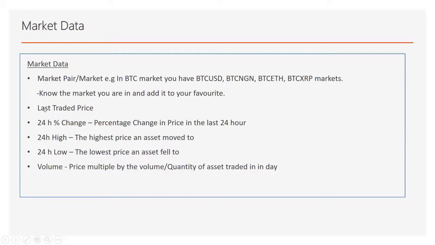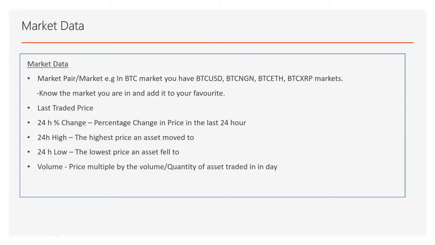So also part of the market data is your last traded price. I'll show us. Then you have 24-hour percentage change, which is the percentage change in price in the last 24 hours. You also have 24-hour high, which is the highest price of that asset in the particular time frame you've selected. 24-hour low is the lowest price that asset fell to. So you have volume. The volume is the price multiplied by the quantity of the assets that was traded in a day, meaning 24-hour volume.